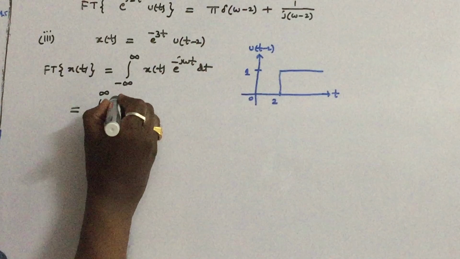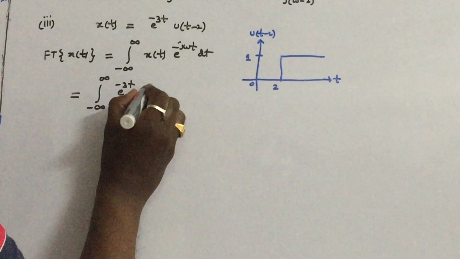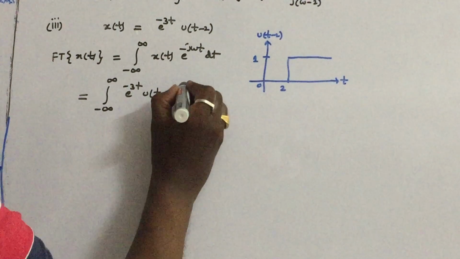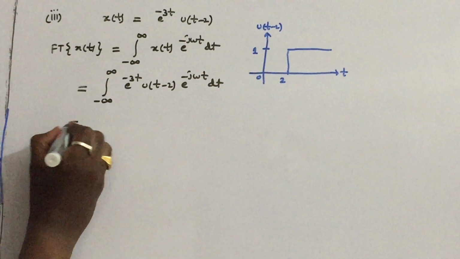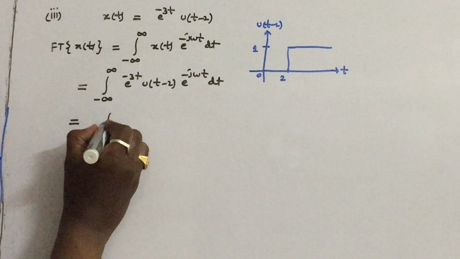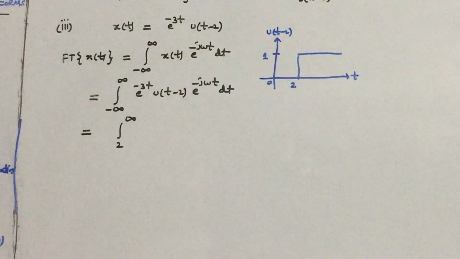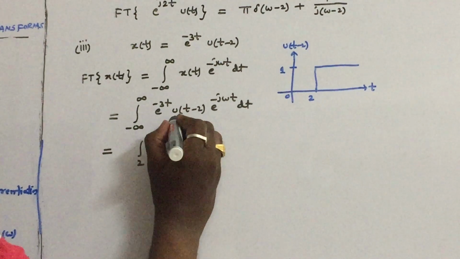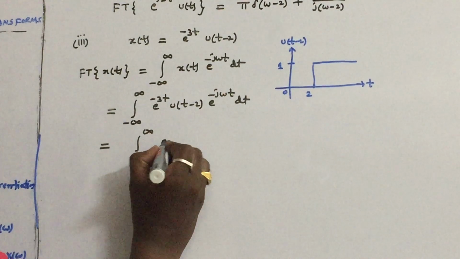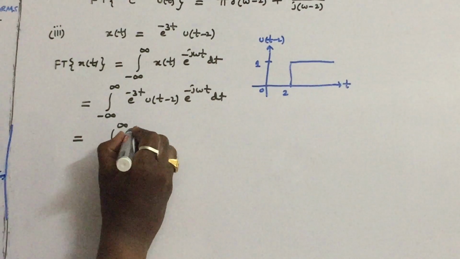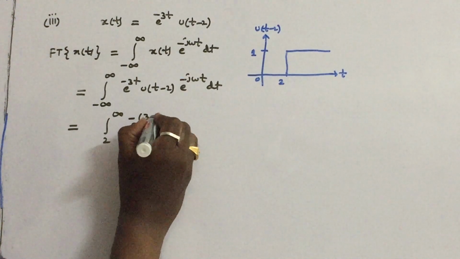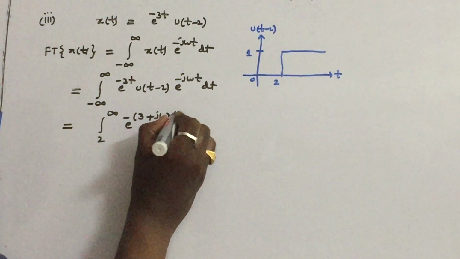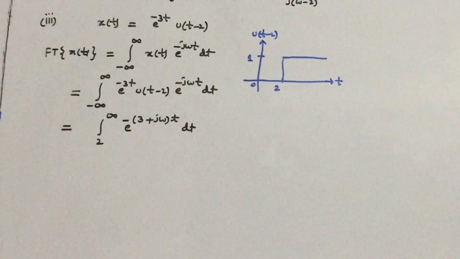What is X of omega? The integral of e power minus 3t into u of t minus 2 into e power minus j omega t dt. But u of t minus 2 exists from 2 to infinity. In this interval, u of t minus 2 value is 1. If you take minus t as common in these two terms, we get minus of 3 plus j omega into t, dt.